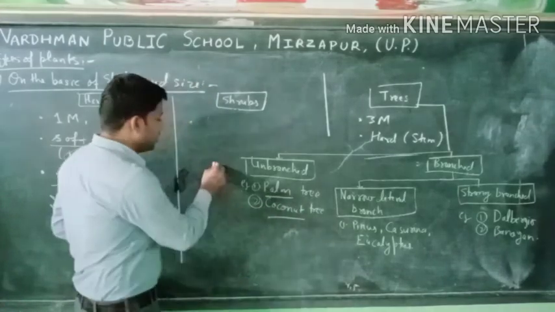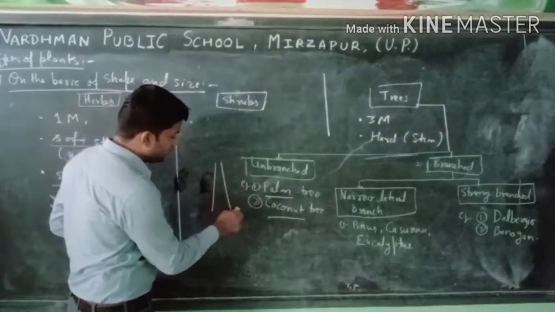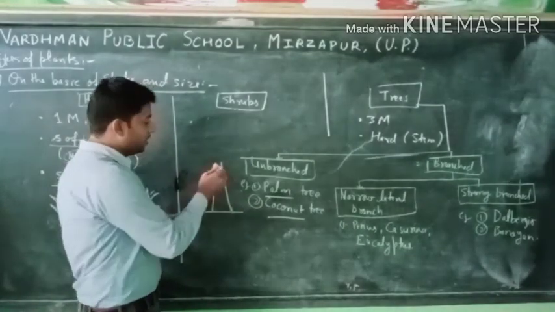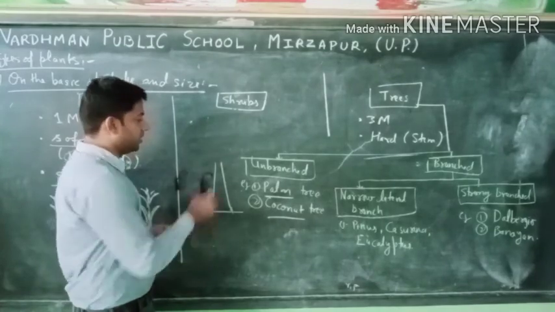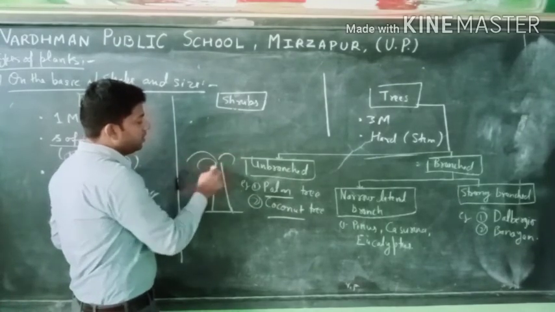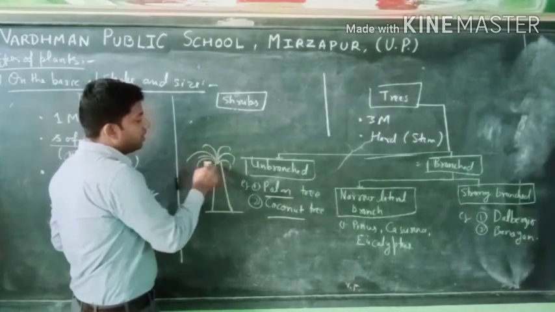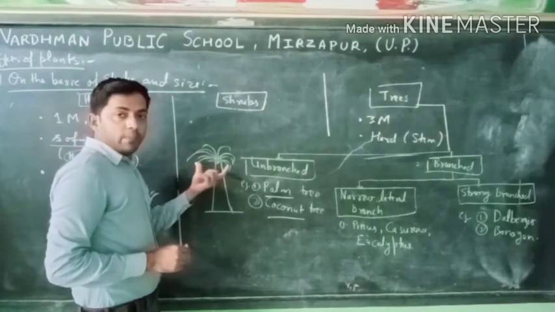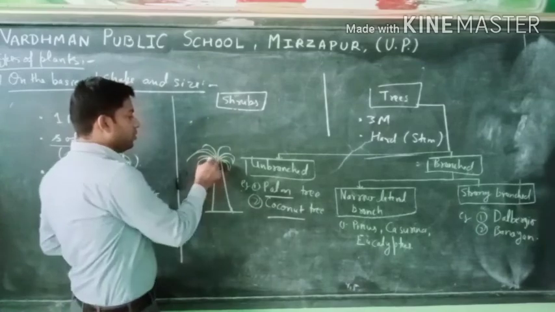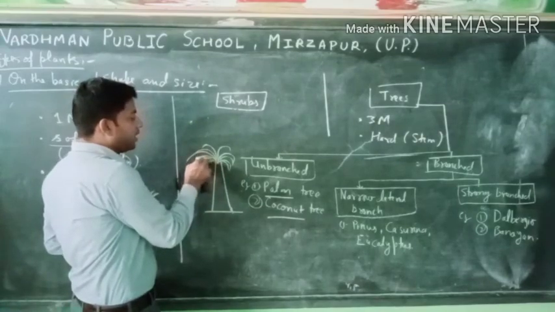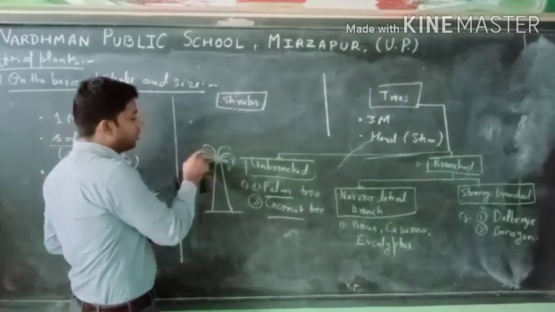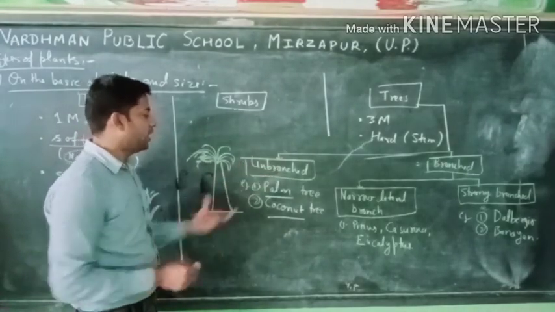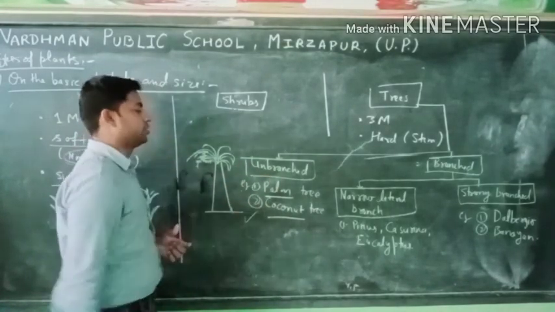The coconut plant looks like a long stem, but there are no branches present, and here it looks like a bushy structure, but branches are totally absent. Only the leaves are present at the tip of the tree. So this type of plant is known as an unbranched tree.